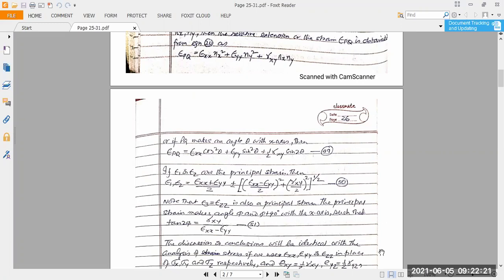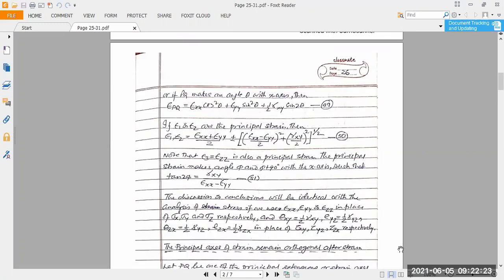Now, the discussion and conclusion will be identical with the analysis of stress, if we say epsilon xx, epsilon yy, and epsilon zz in place of sigma x, sigma y, and sigma z respectively. Thus epsilon xy is half gamma xy, and epsilon yz is half gamma yz, which means the tensile strain along the xy direction is equal to half of the shear strain along the xy plane.